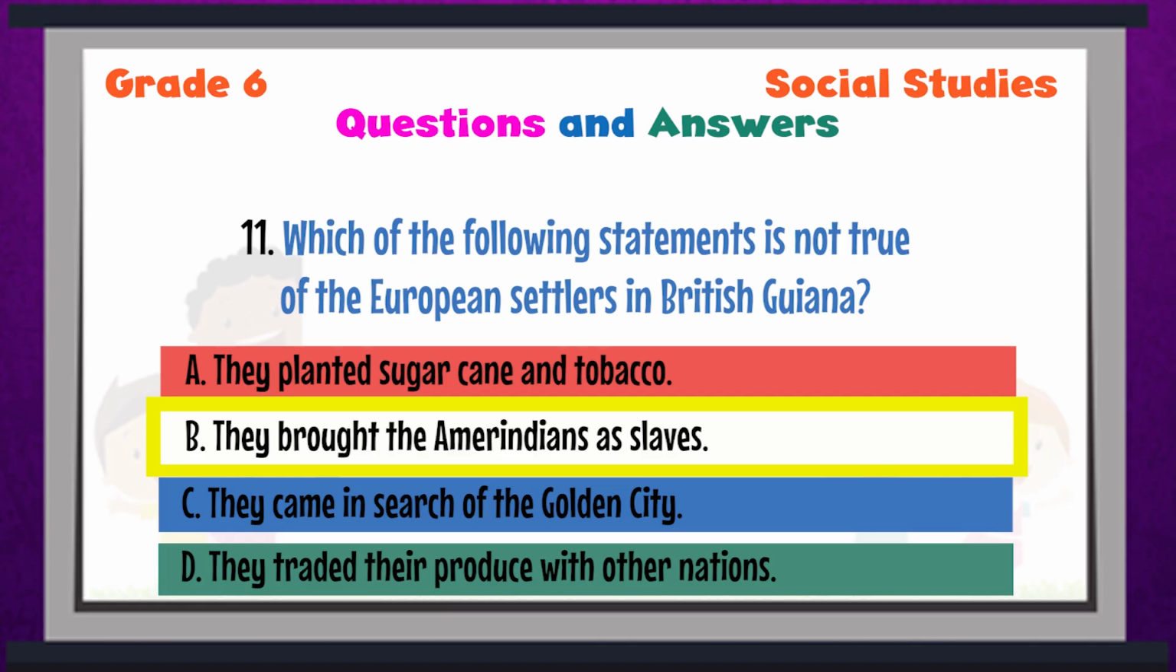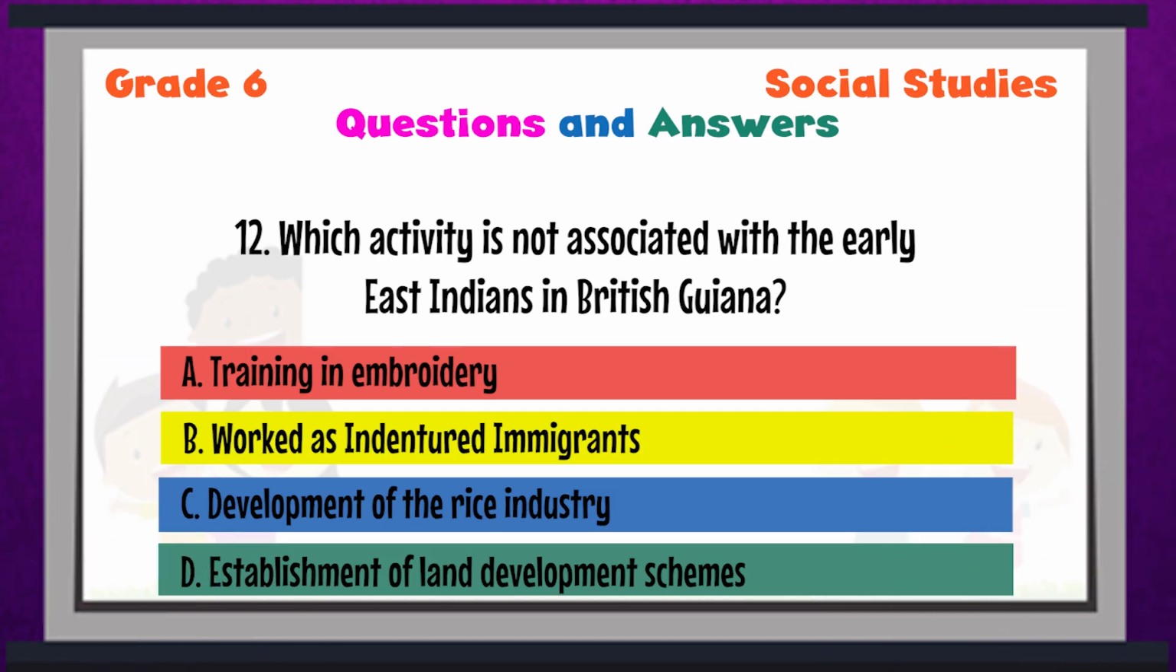Which of the following statements is not true of the European settlers in British Guyana? B, they brought the Amerindians as slaves. That is not true. They brought the Africans as slaves. All the other answers are true about the Europeans. As a matter of fact, the ancestors who the Europeans met here were the Amerindians, also known as the indigenous people of Guyana.